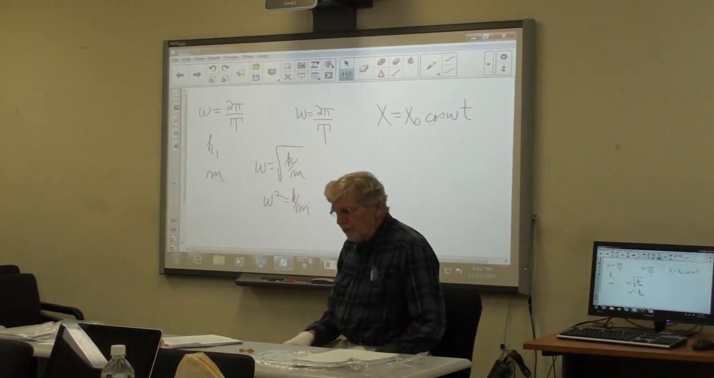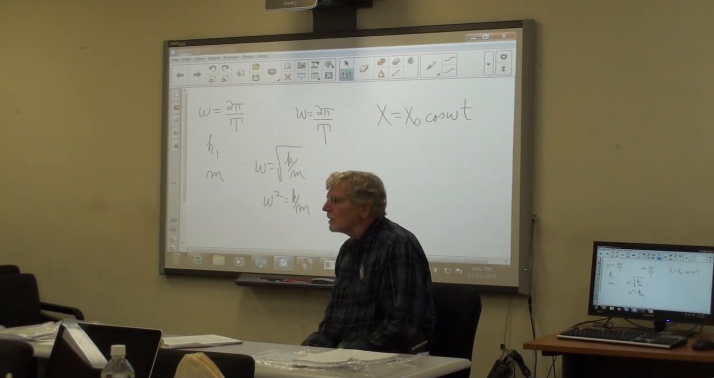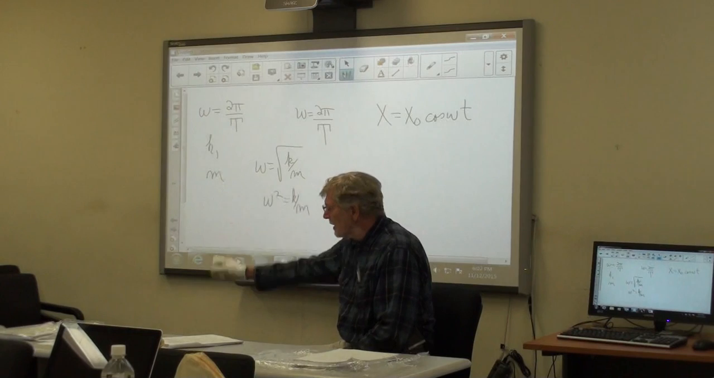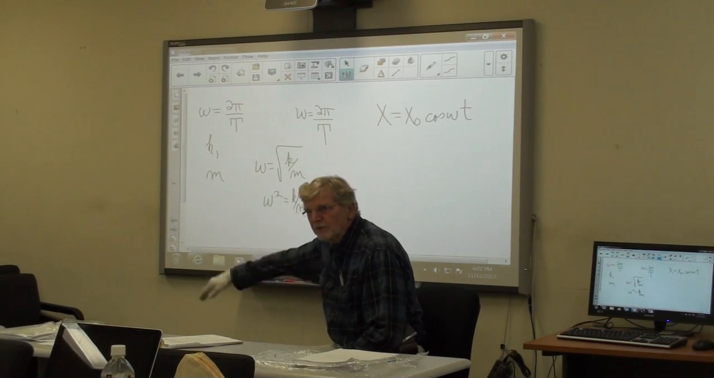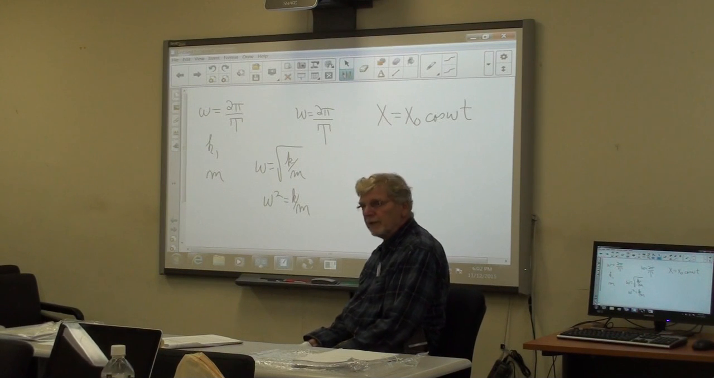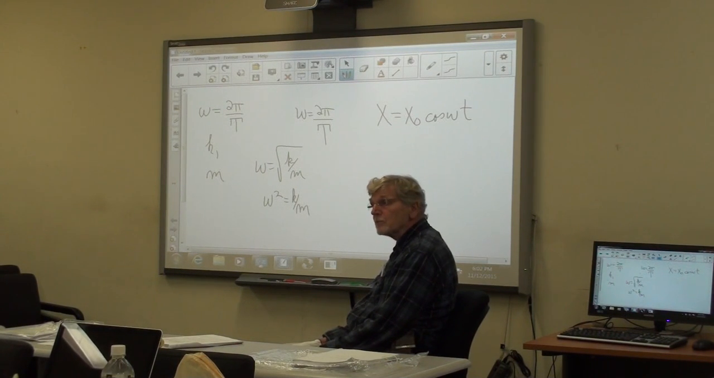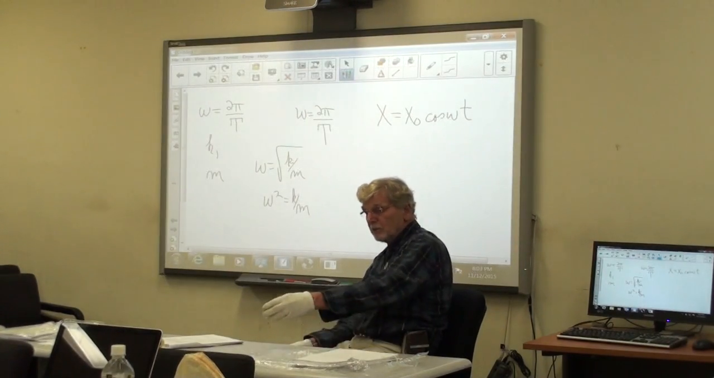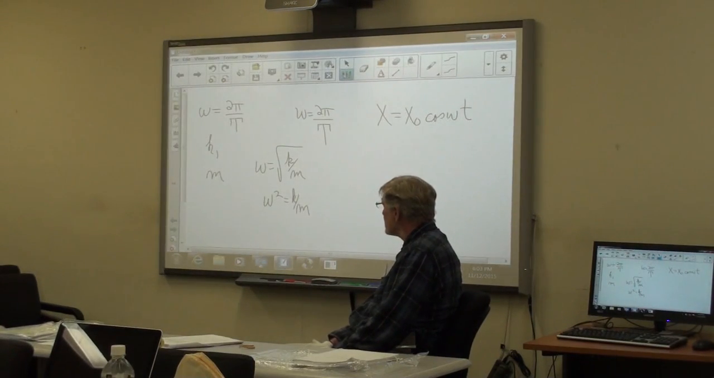Doesn't this tell you why grandfather clocks are different sizes? Whether you have a big grandfather clock with a tick-tock this big or a little one with a tick-tock this big, the period of oscillation is the same. So they can keep time. If that wasn't true, you wouldn't have grandfather clocks. So that's a direct result of this.